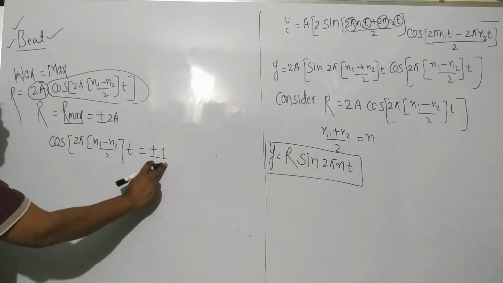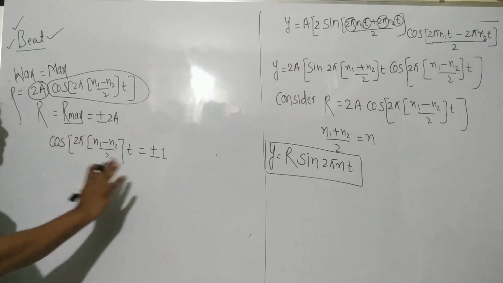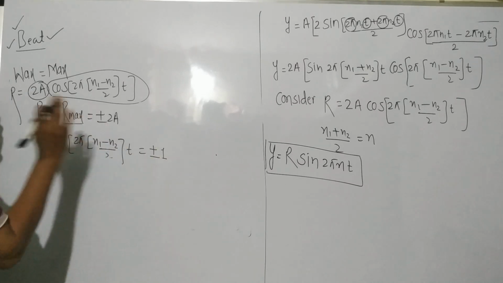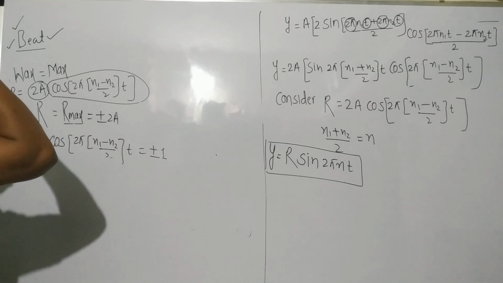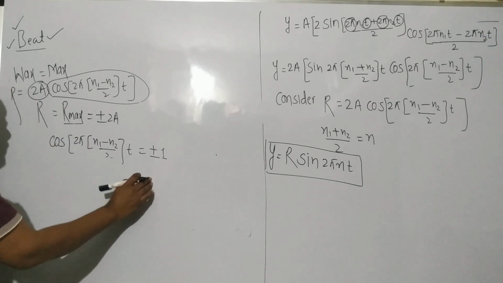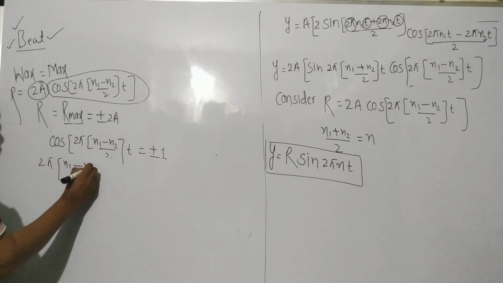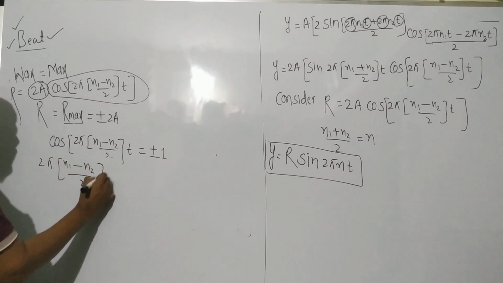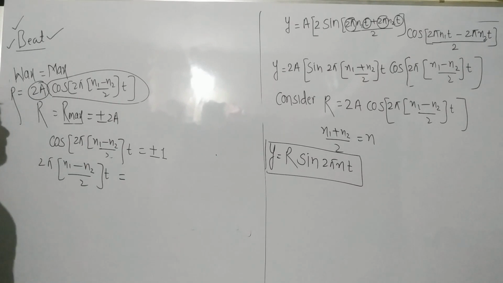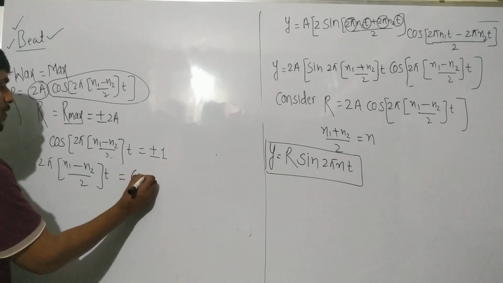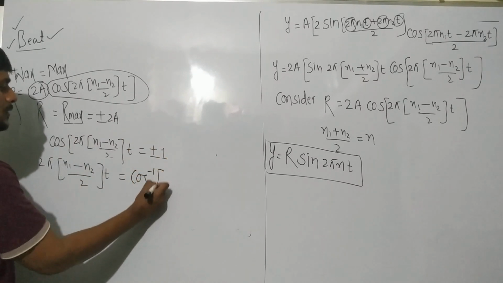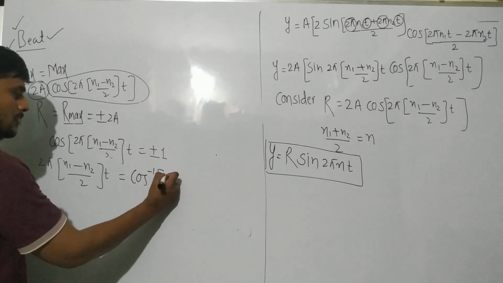When this whole term is equal to minus 1, that R max will be equal to minus 1, right? Now, so that we understood. So take the cos to that particular side. So twice pi (n1 minus n2) divided by 2 into t, that whole term will be equal to cos. This cos will go to the other side, it will become cos inverse of plus minus 1.